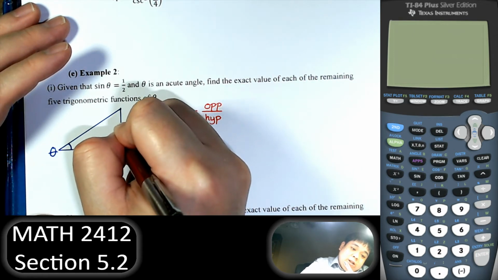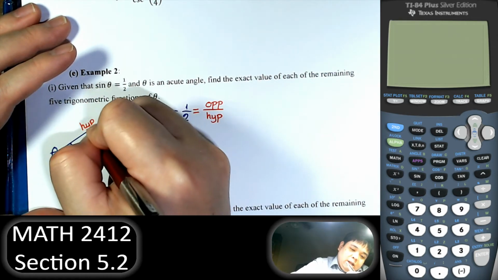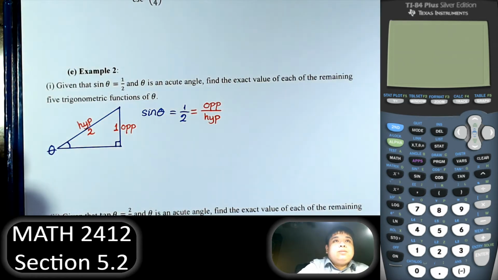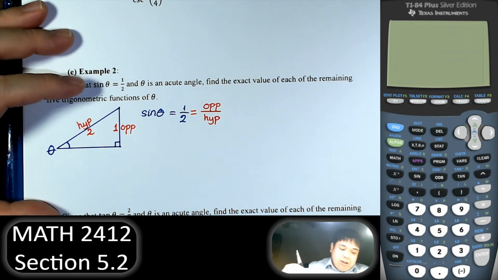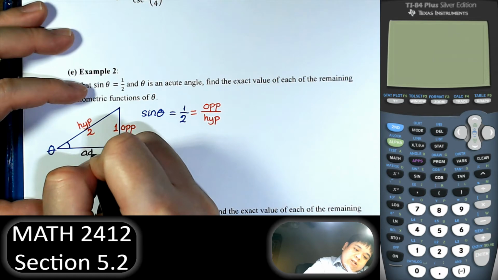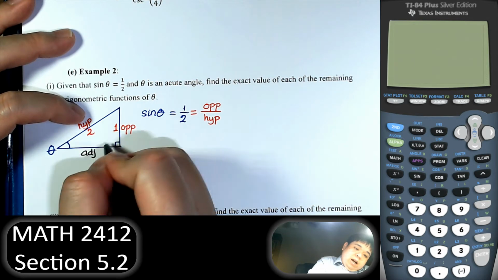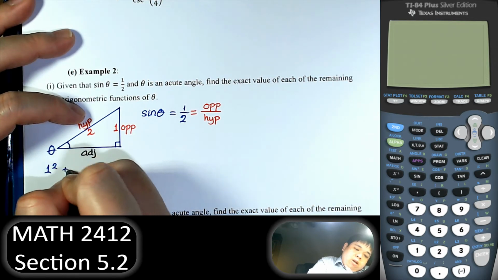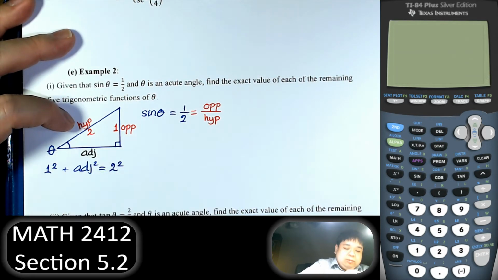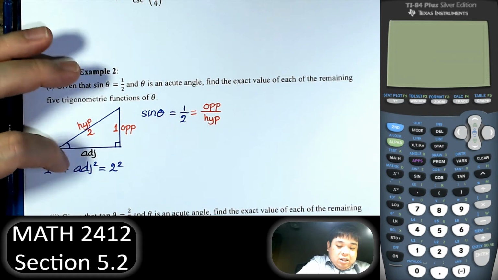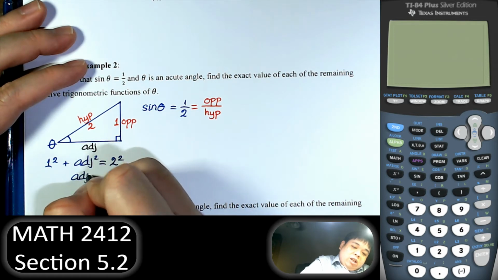So in this triangle we can say the opposite is equal to 1 and the hypotenuse is equal to 2. And then we just need to solve for the adjacent. Right, so we have 1 squared plus the adjacent squared equal to 2 squared, right? Yeah, Pythagorean identity. I should say Pythagorean theorem.